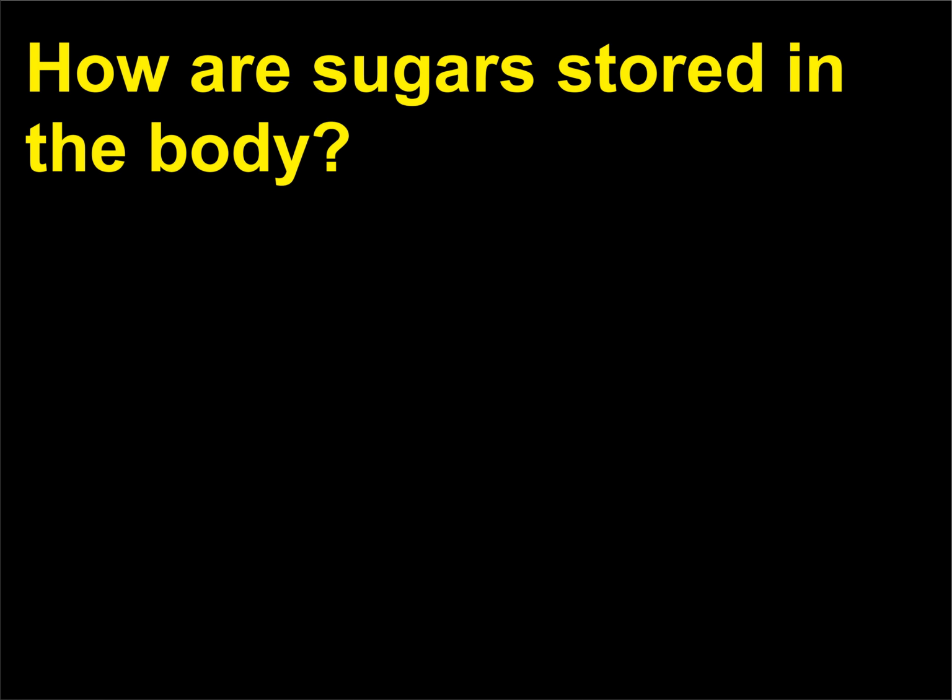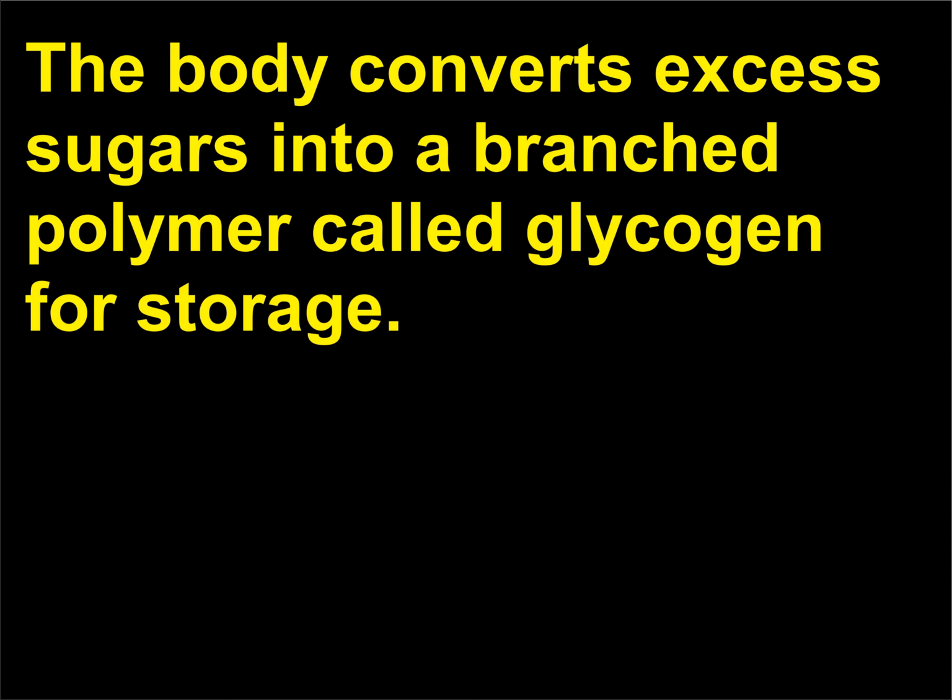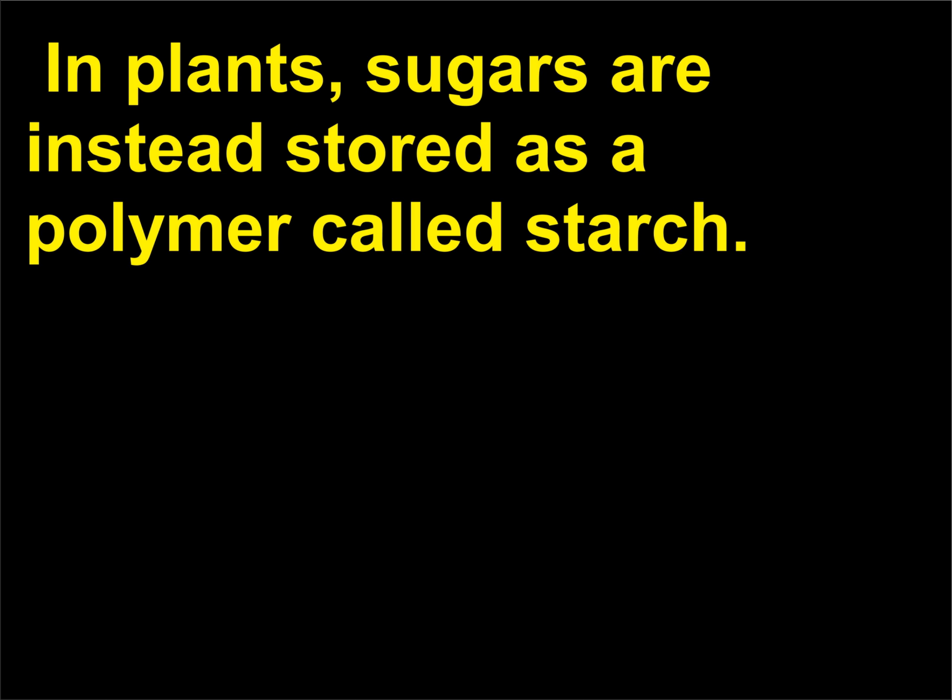How are sugars stored in the body? The body converts excess sugars into a branched polymer called glycogen for storage. In plants, sugars are instead stored as a polymer called starch.